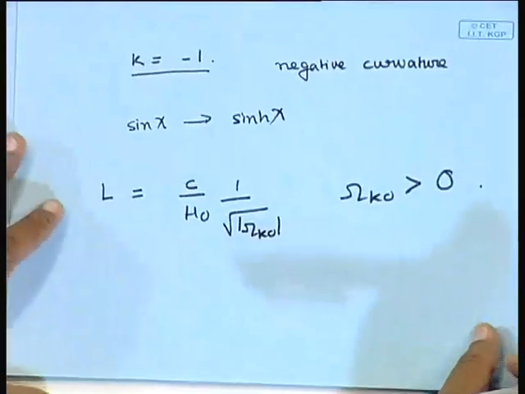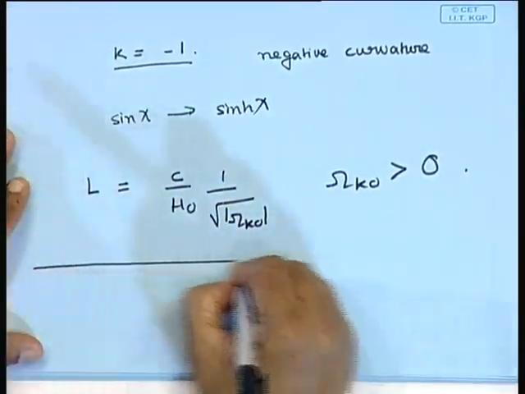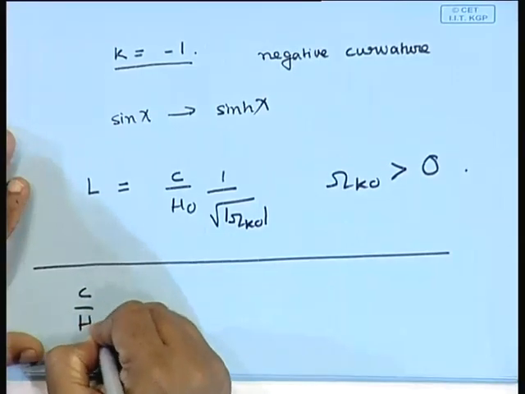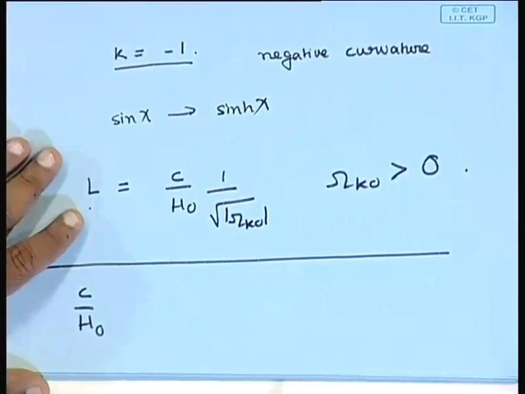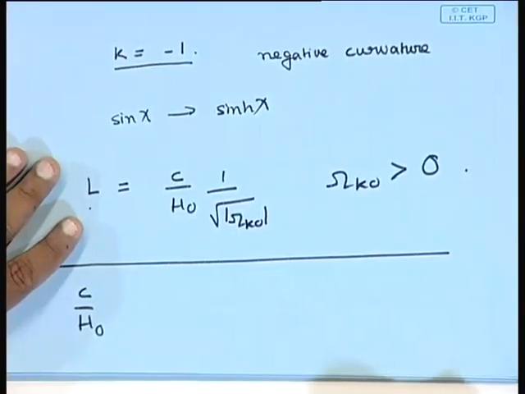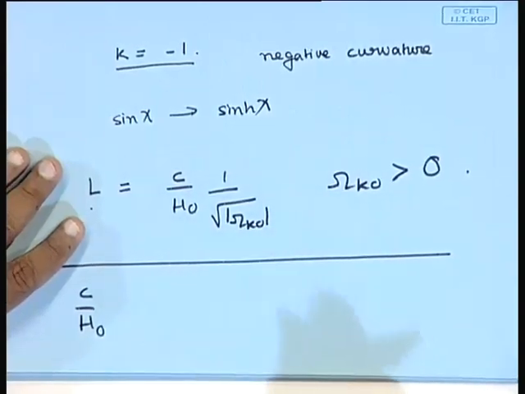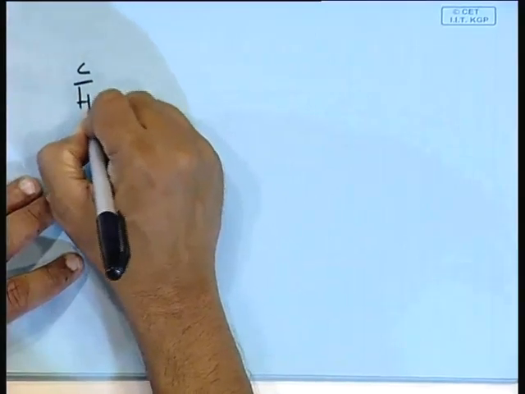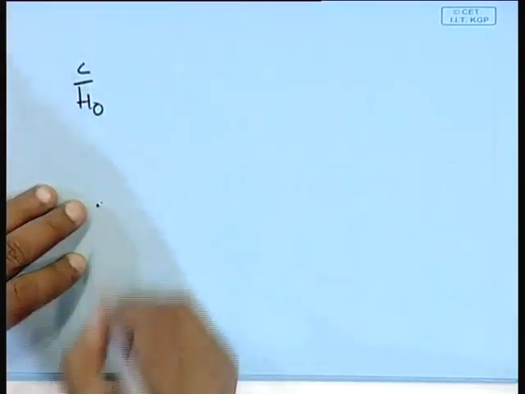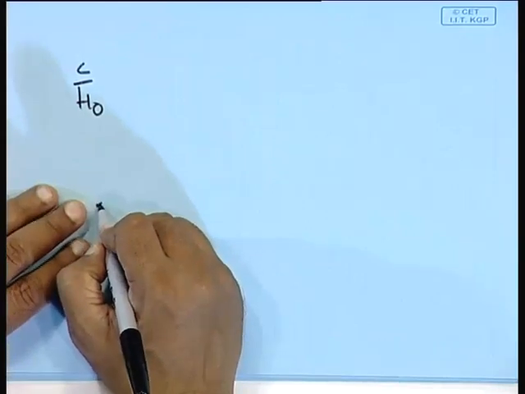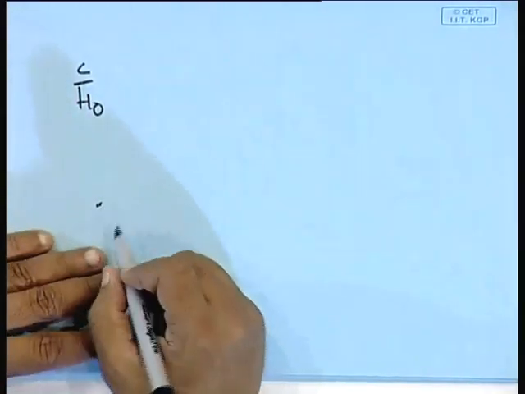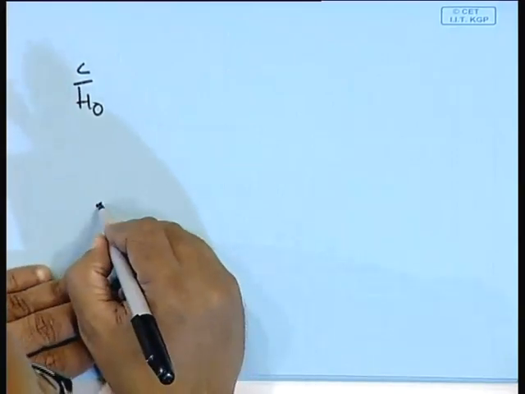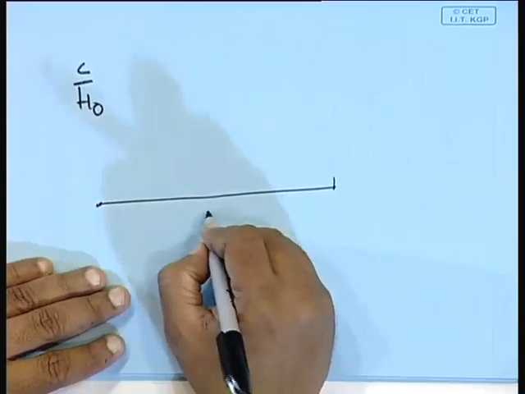Now, another point that I should tell you is the interpretation of this number c by H naught, which occurs in this length scale L. 1 by H naught I have told you is the present age of the universe, an estimate. So, what is c by H naught? It will give you an idea of this. Suppose a particle starts moving at the time of the Big Bang, then in the present age of the universe, what distance will it travel? Of the order of c by H naught.